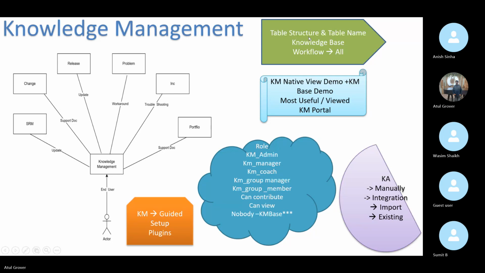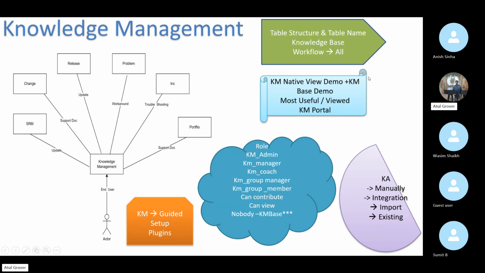Then we see the tables and the structure. Mainly 3 to 4 tables are important. kb_knowledge_base for the knowledge base, kb_knowledge for the knowledge article, kb_use to see who is using my knowledge article, and kb_version to maintain the versions. But for that, we need an advanced installer plugin in our system.